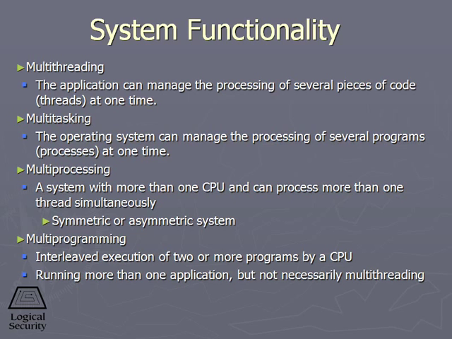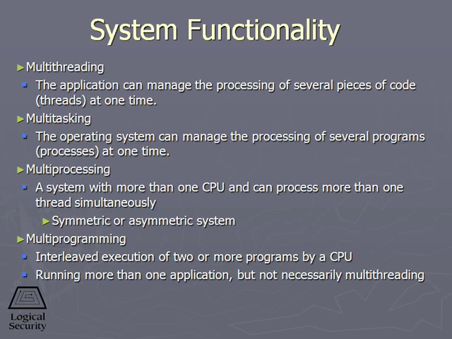Multitasking is where we can manage the processing of several programs at one time. And we say at one time. Only one of these programs, processes, or threads can ever be worked on at any single point in time on a single CPU system. But because the clock rates are so high on these CPUs, it appears as though we are running 2 or 3 or 10 or 20 programs at the same time.